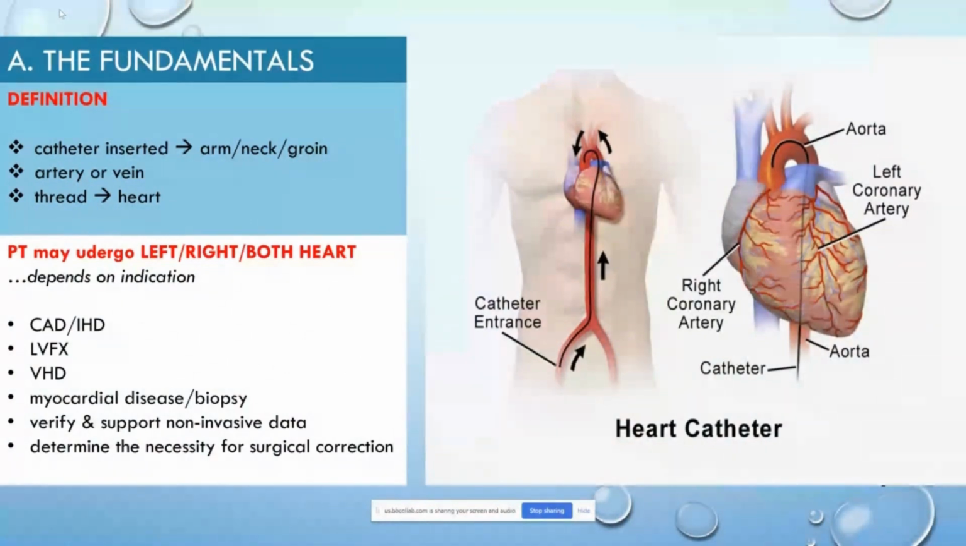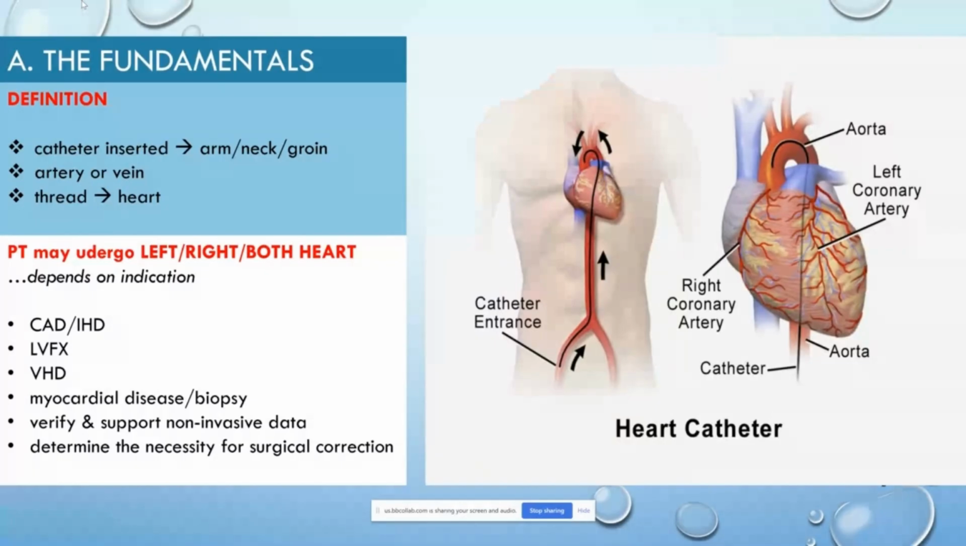They use it to check left ventricular function if the person has issues with that. They have valvular heart disease issues. If they have myocardial disease, because they're going to need to get a sample, or what we call a biopsy, this is how they evaluate if the person has myocarditis. They also use it to verify and support other data that we've done before, like a regular echo or stress test. And then they determine the necessity of whether the person is going to need surgery or not.